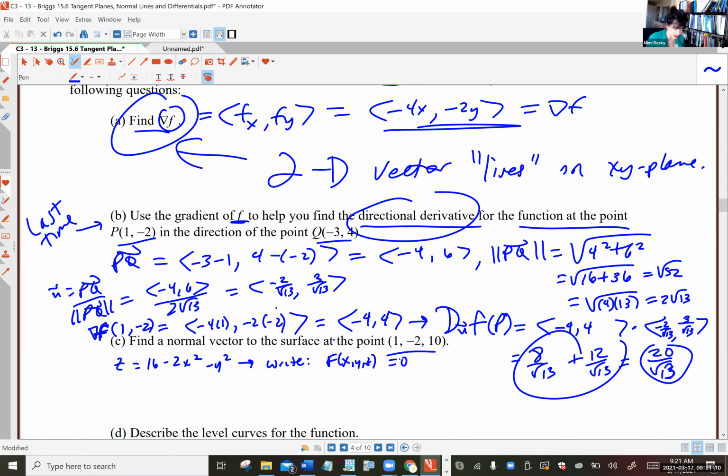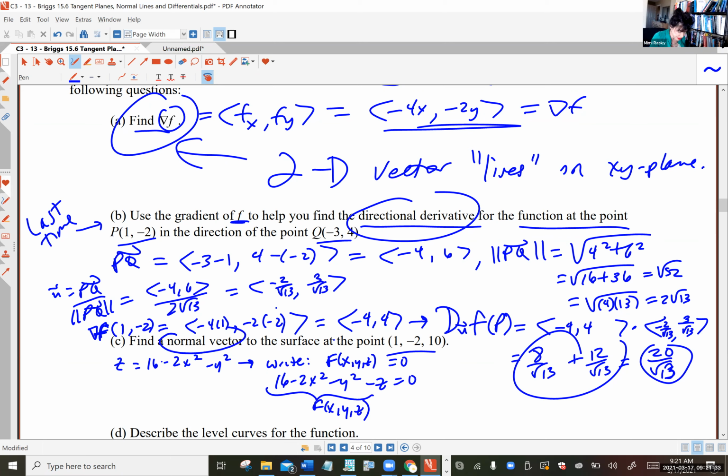So how about if I just subtract z from both sides? So when I do that and then rewrite this, minus z. So this mess on the left-hand side that has x's and y's and a z in there, that is a function of 3 variables, x, y, z. So now we have it.